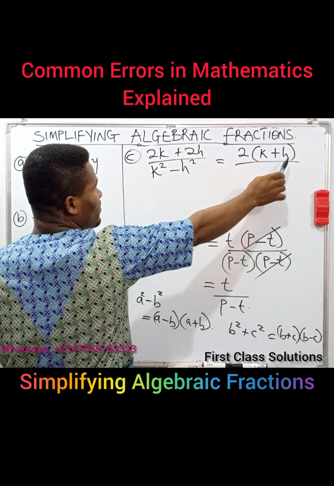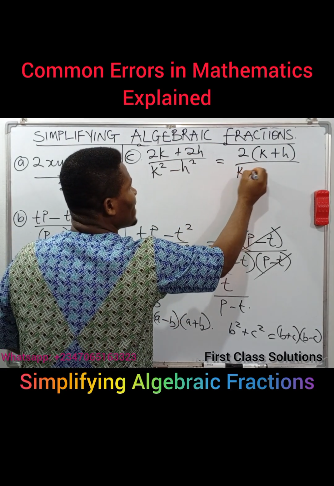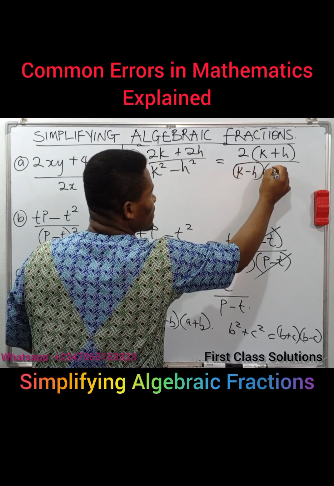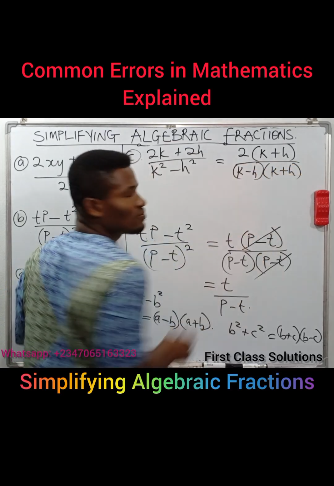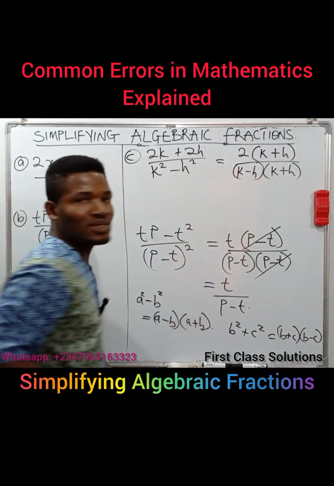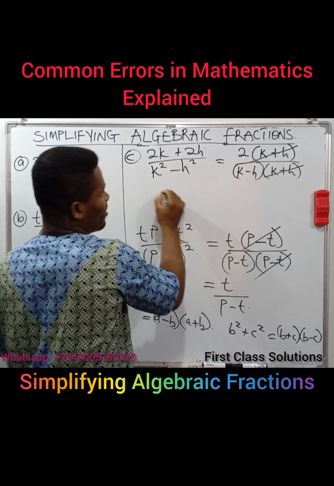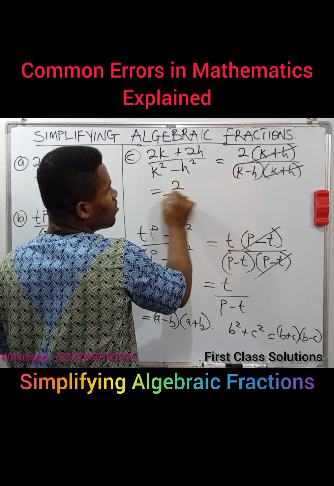So I have solved the numerator to be this. The denominator will now be k minus h into what? K plus h. As simple as that. Where we have k plus h and k plus h being similar, meaning that they can now strike out themselves, and our final answer will now be 2 over what?